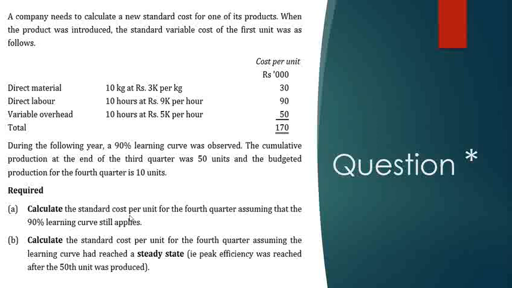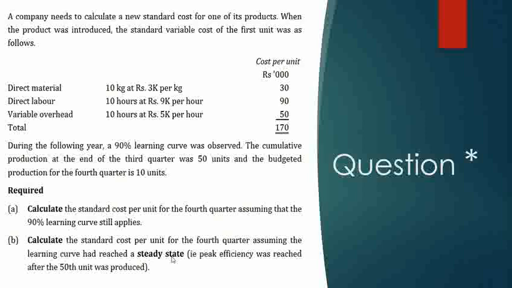Okay, the second requirement, calculate the standard cost per unit for the fourth quarter assuming the learning curve had reached a steady state. So here the second question is interesting. Here they are saying assuming this particular learning curve impact is coming to a steady state. Okay, we'll see at which point it's coming to a steady state.